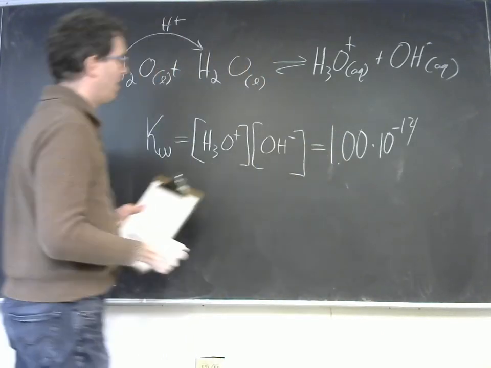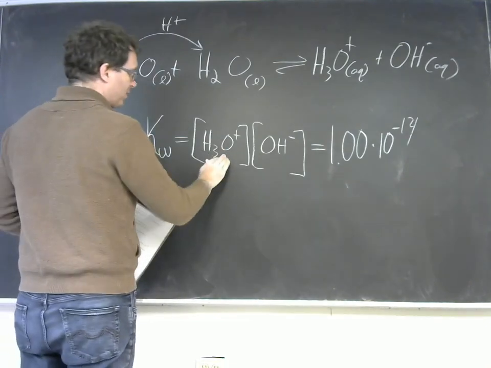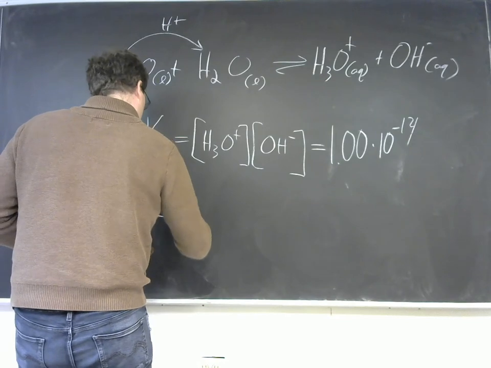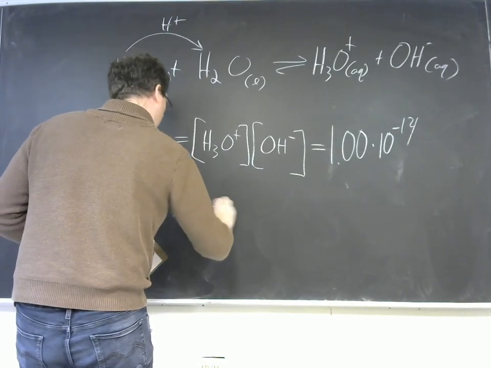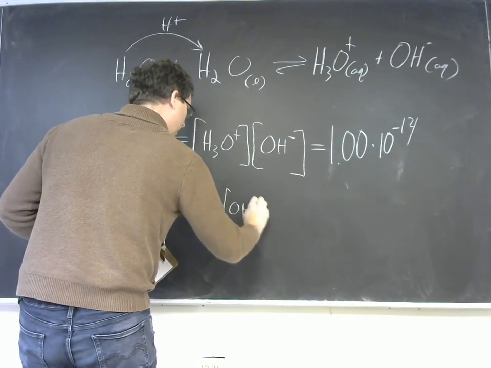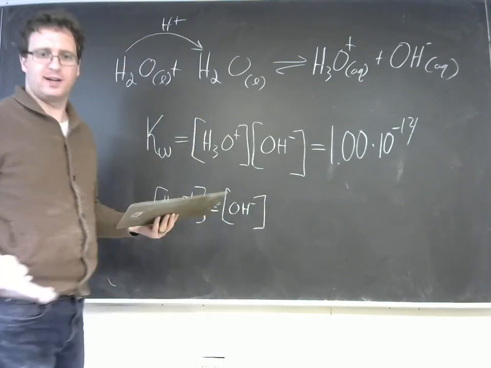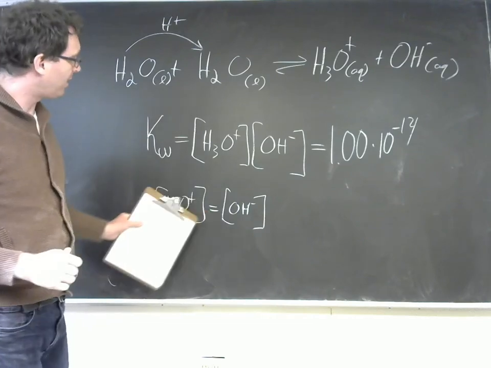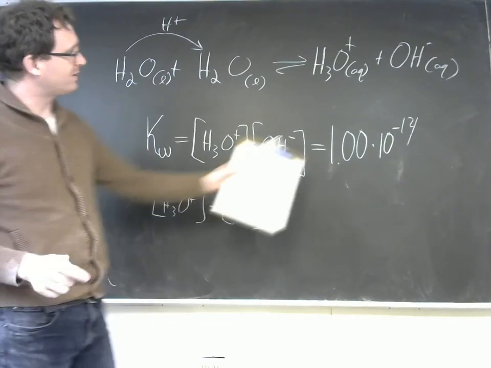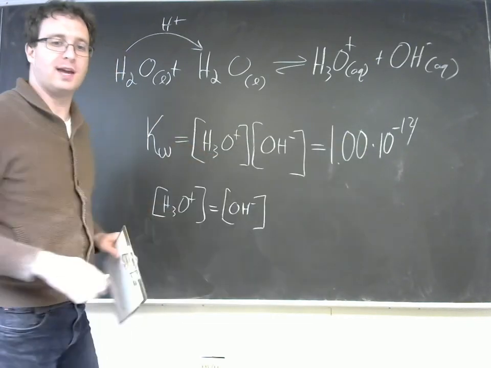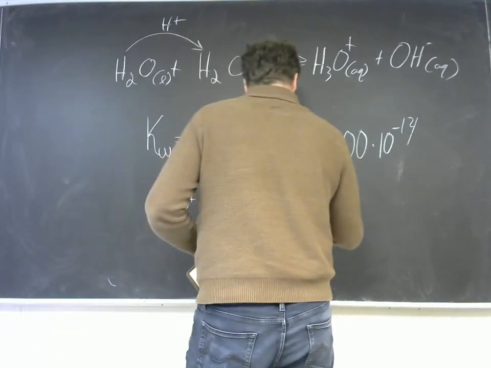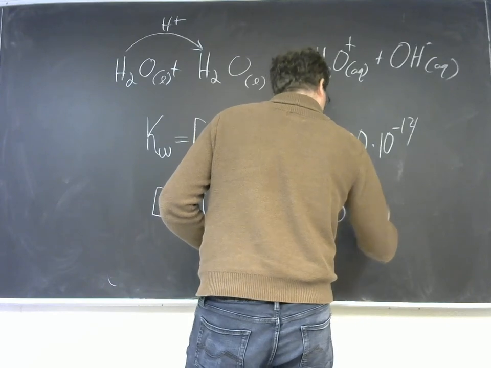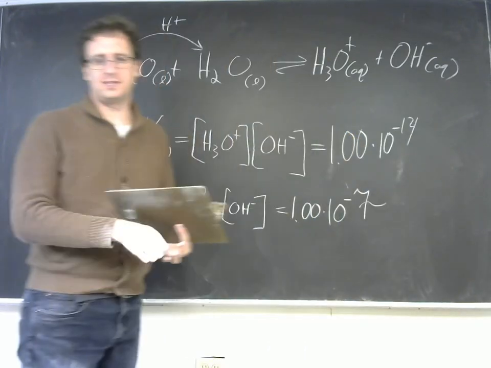As one of them goes up in concentration, the other one must go down in order to maintain this equilibrium expression. Now, if H3O plus and OH minus are equal to each other, that's what we define as a neutral solution. It's not acidic or basic, it's neutral. If they're equal to each other, then their concentration will be the square root of Kw, and this is going to be 1.00 times 10 to the negative 7th.